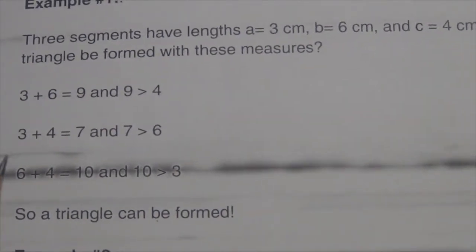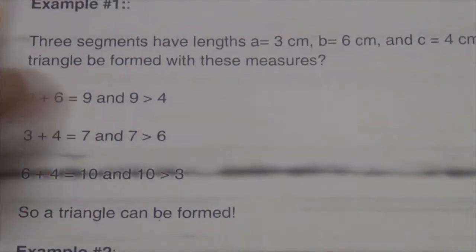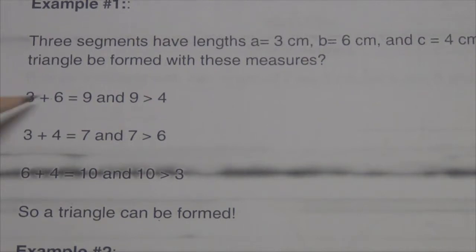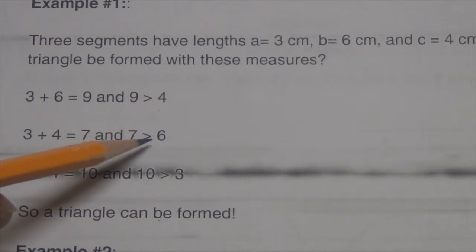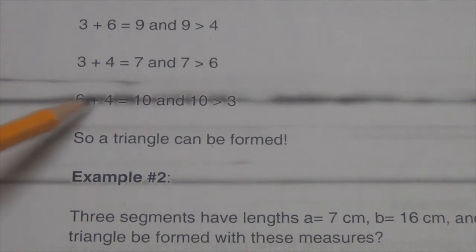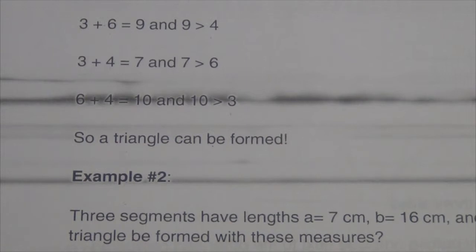So now, let's go on to the little problem. It says 3 segments have lengths of A equals 3, B equals 6, and C equals 4. So the question is, can a triangle be formed by these measures? Well, let's see. 3, 6, and 4. Is 3 plus 6 greater than 4? Yes. Is 3 plus 4 greater than 6? Yes. Is 6 plus 4 greater than 3? Yes. So a triangle could be formed.